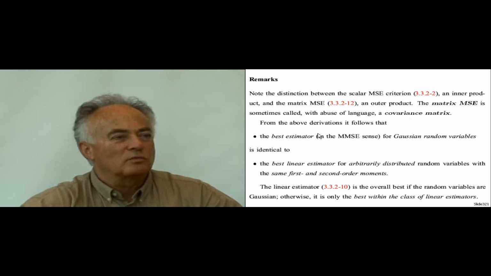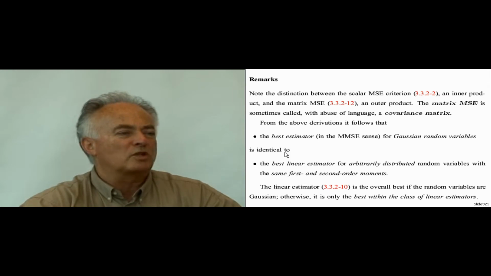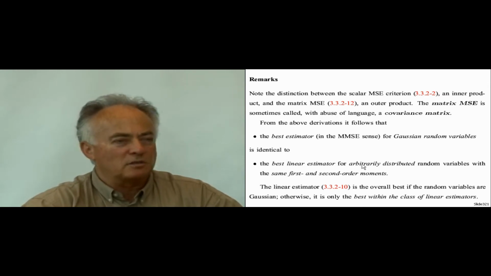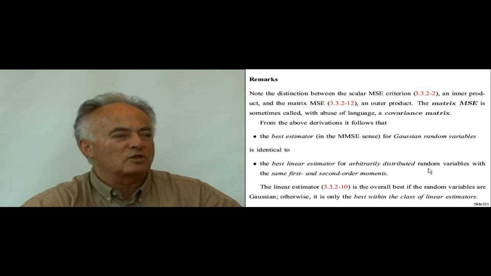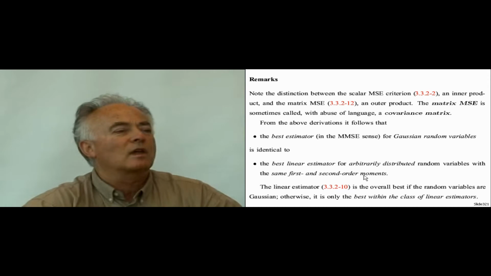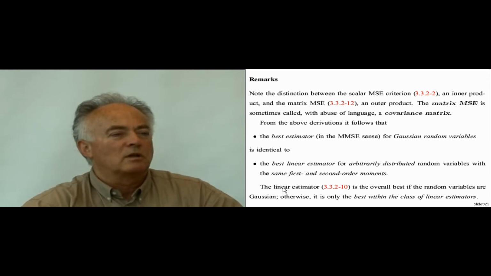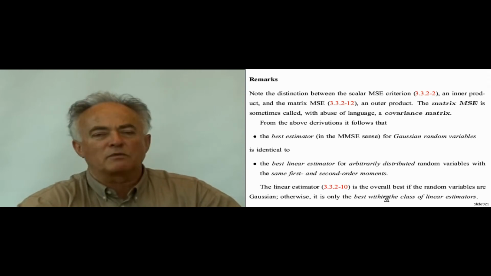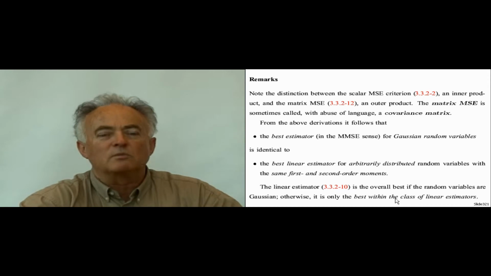Now, the conclusions we can draw from all this are as follows. The best estimator in the minimum mean square error sense for Gaussian random variables is identical to the best linear estimator for arbitrarily distributed random variables, as long as they have the same first and second order moments. The linear estimator is the overall best if the random variables are Gaussian. Otherwise, it's only best within the class of linear estimators, and for those random variables with non-Gaussian distribution, there is, in principle, a better non-linear estimator, even though it will be hard to find.